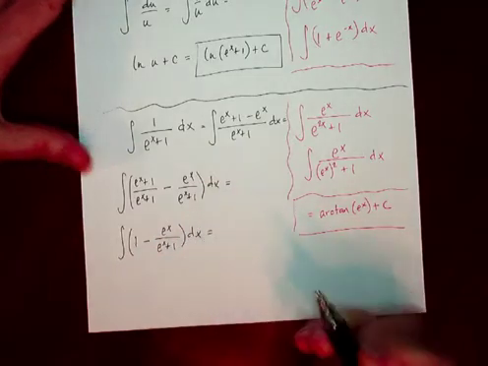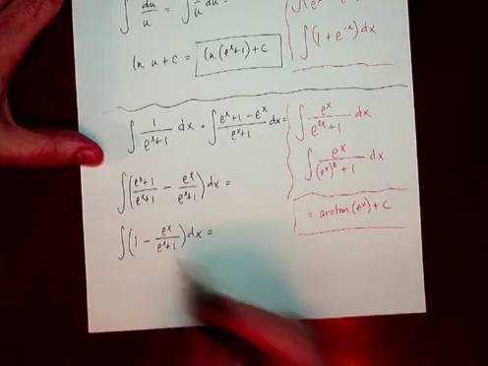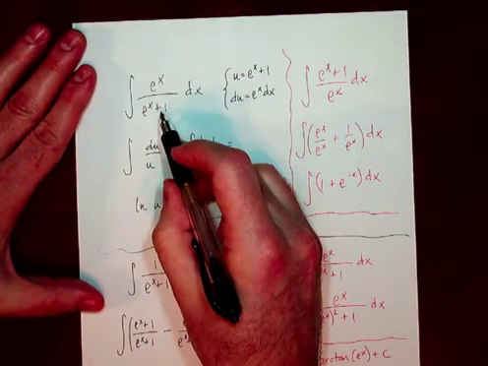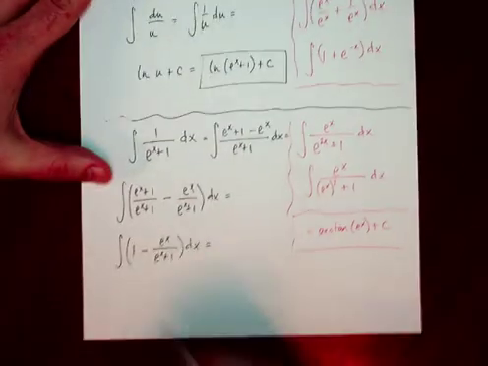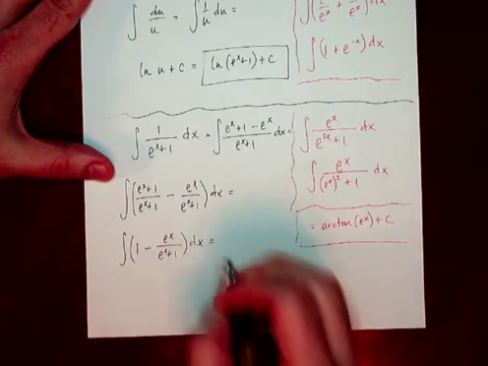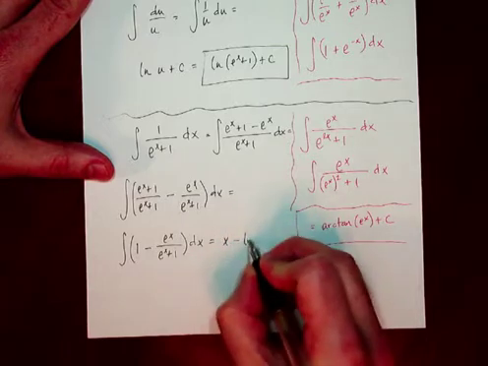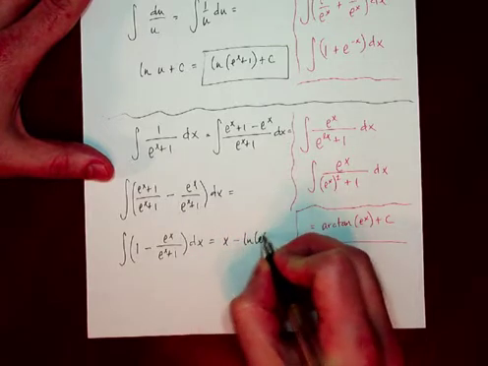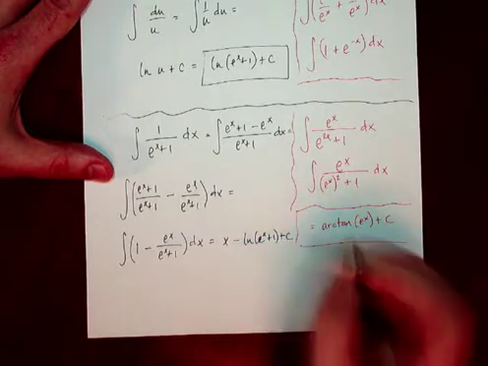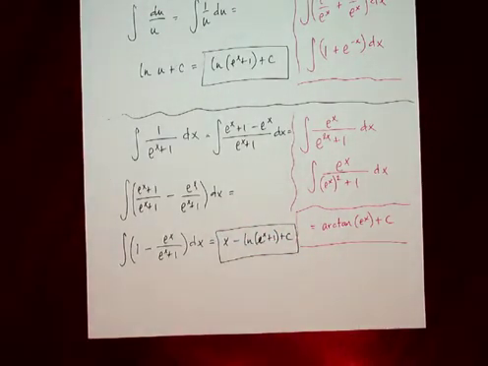Well, I already know how e^x over e^x + 1 integrates. That was my previous problem, right? And I know how 1 integrates. It goes from 1 just to being x. And so what I have is that: x minus natural log of the quantity e^x + 1, plus c.